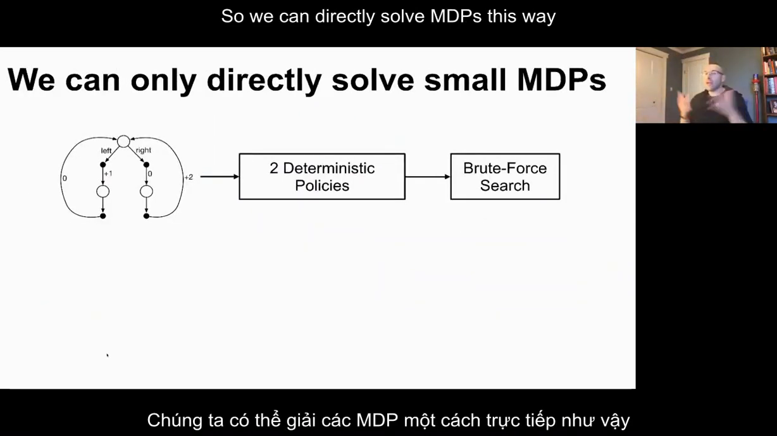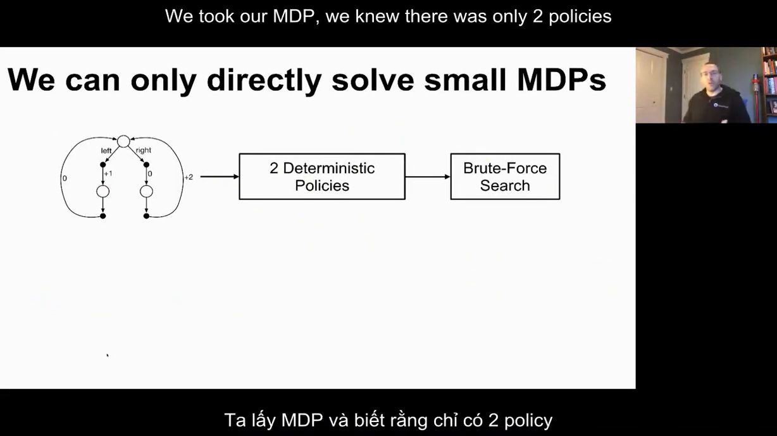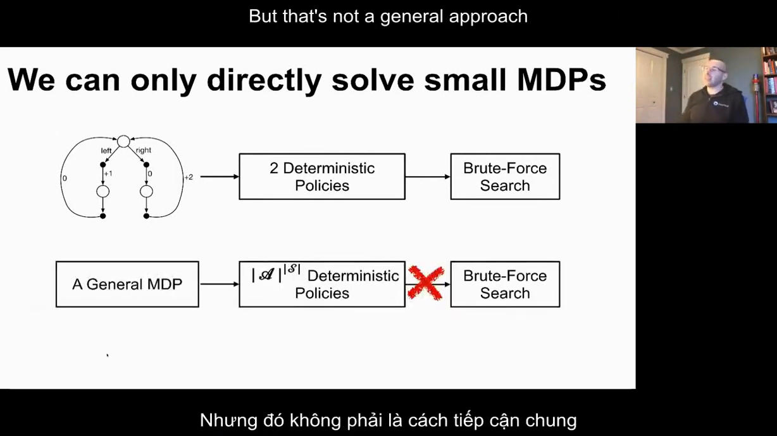So we can directly solve MDPs this way. That's exactly what we just did. We took our MDP, we knew there were only two policies, and then we computed the value function for each policy. But that's not a general approach.